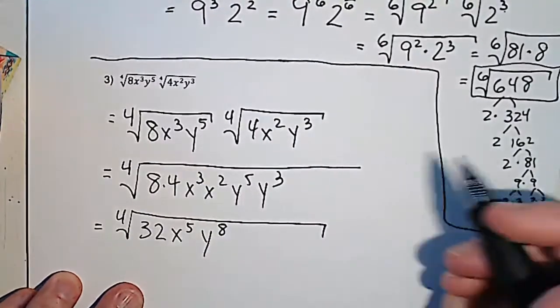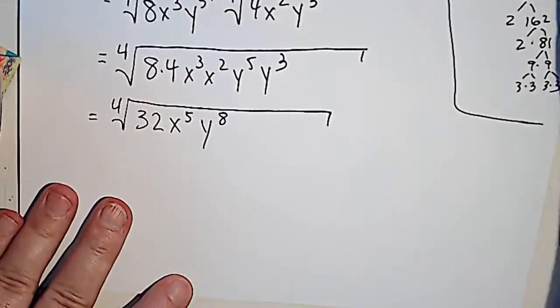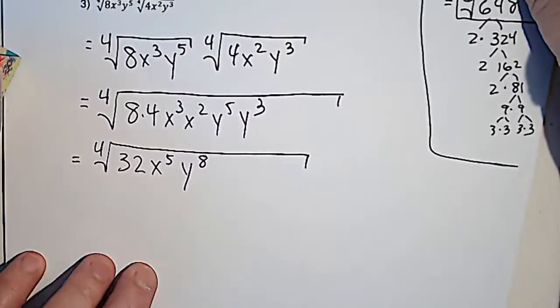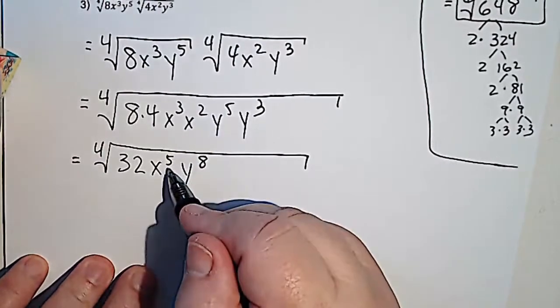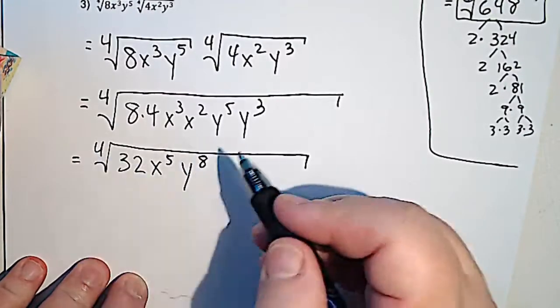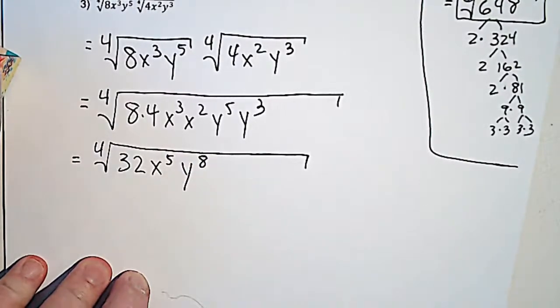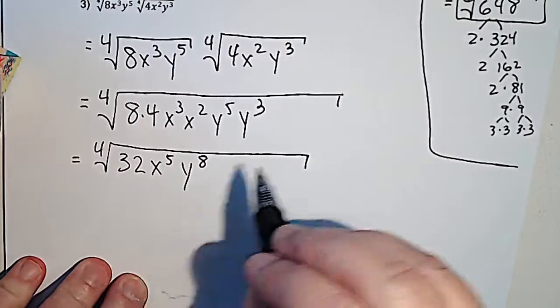Ooh, I gave myself way too much room. See, I've tried to change. I've tried to get better at giving myself enough room, and now I'm giving myself way too much. Okay, so here's the rule. If the power inside is bigger than the index, if the exponent is bigger than the index, you need to simplify.